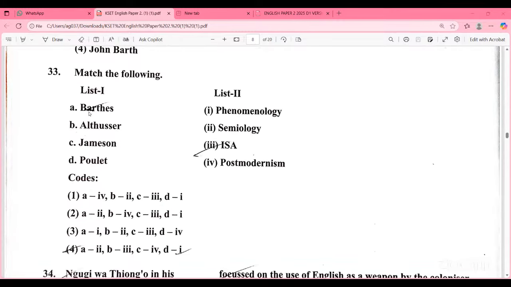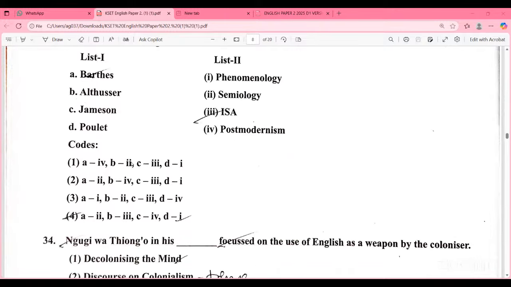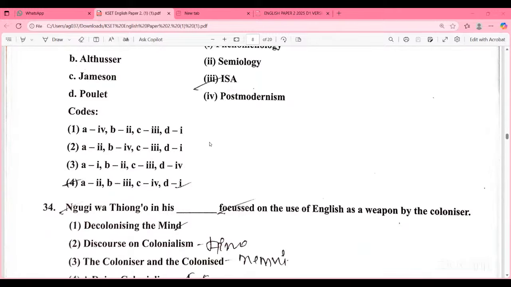Okay. Next, we have match the following. We have Barthes, and it will be with semiology. Althusser, ISA, ideological state apparatus. Jameson, postmodernism. Ponty, phenomenology. So A2, B3, C4, D1. Option 4 will be the right answer. Roland Barthes, semiology; Althusser, ISA; Jameson, postmodernism; and Ponty, phenomenology. Okay, right.